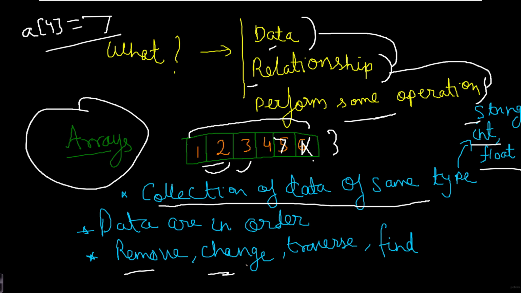So we can simply perform some operation like changing, traversing. What does traversing mean? We basically can traverse this array like 1, 2, 3, 4, 5, 6 and 7. As you know, we can simply use a single loop by which we can traverse our array. And we can also find elements in an array, which is basically known as searching.